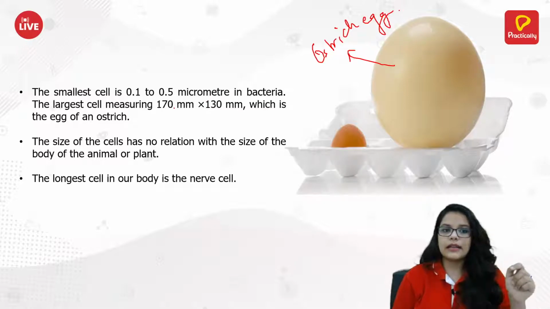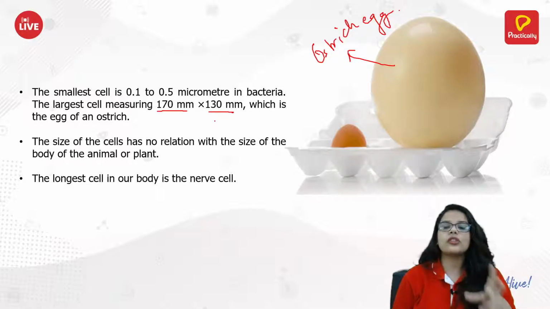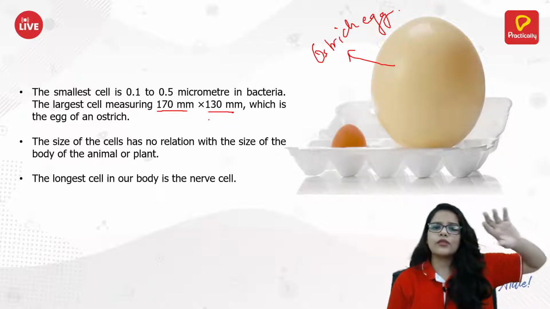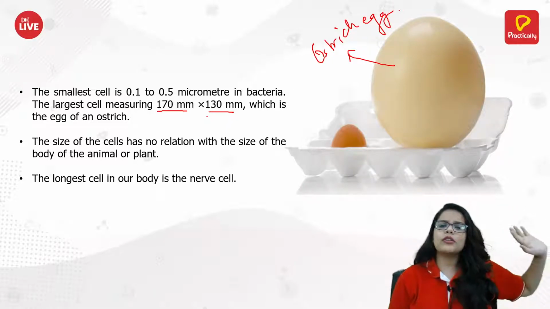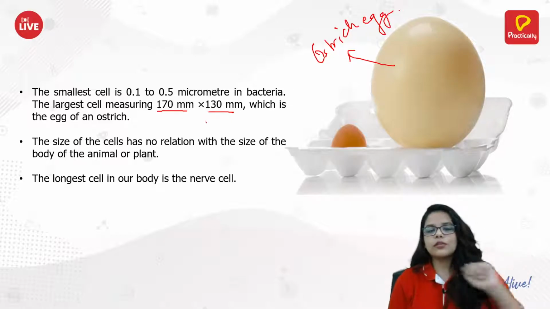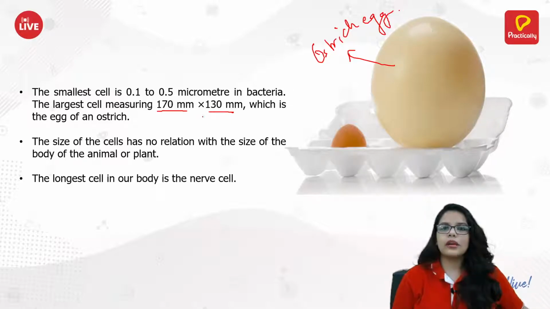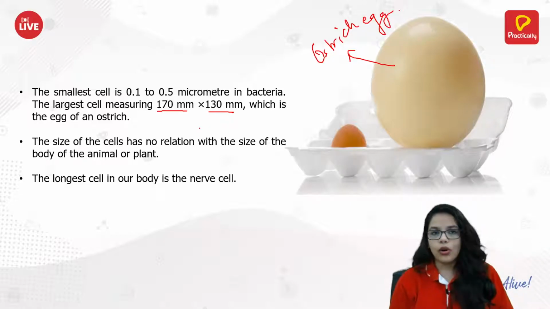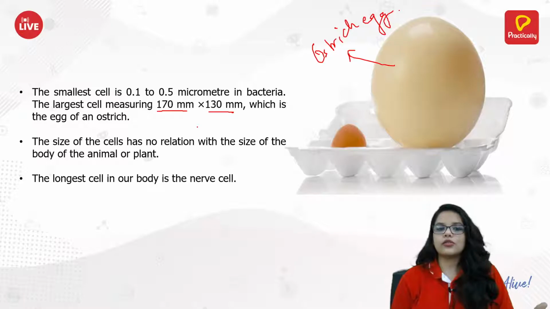It is just one cell, and it can actually measure 170 millimeter into 130 millimeter. Such large it is. The size of a cell can range from 0.1 to 0.5 micrometer or microns, to such big shapes, that is 170 millimeter into 130 millimeter. So a cell can be small also, a cell can be large also.